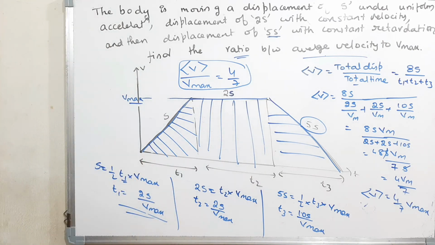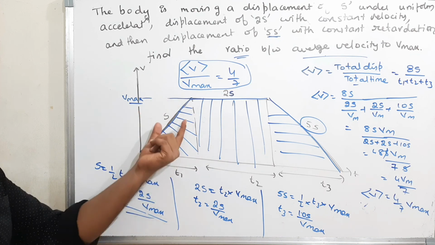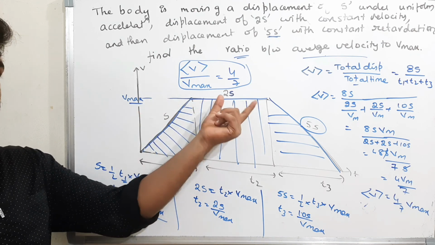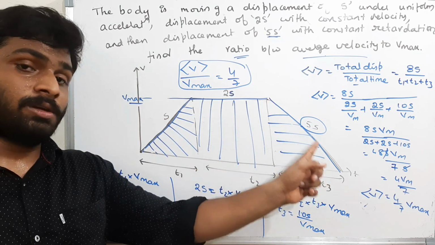Simple. They told that the body initially is traveling with uniform acceleration, therefore the graph must be a straight line. Displacement is s. And again with uniform velocity for displacement 2s. Again with the uniform retardation, that means slope is negative. The graph will be like this.